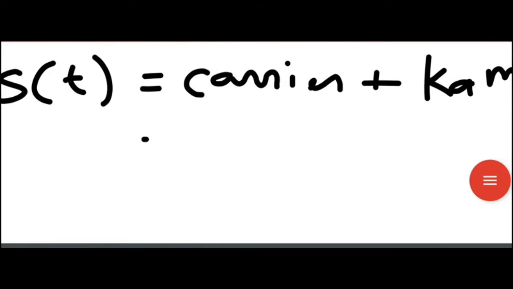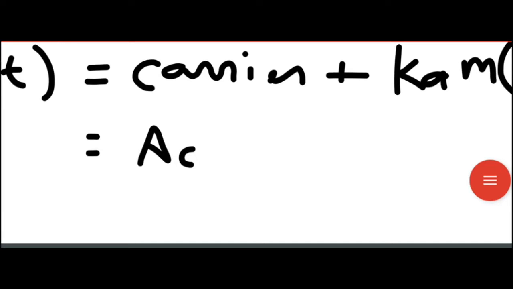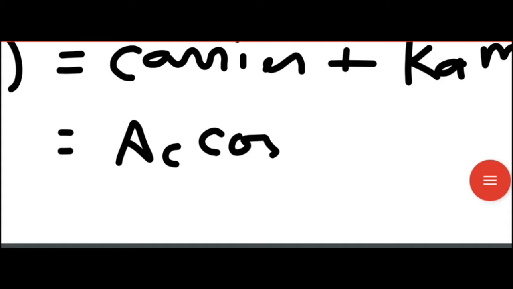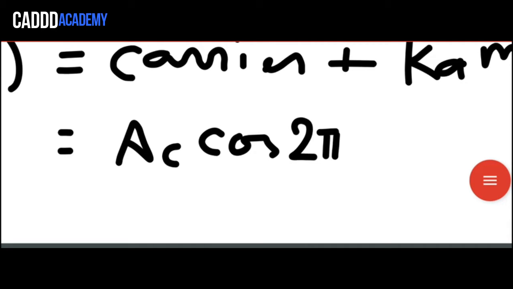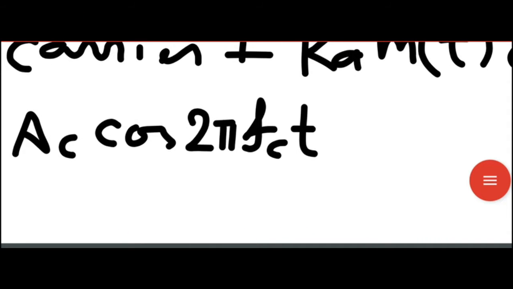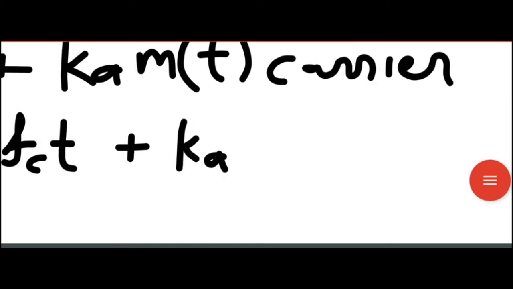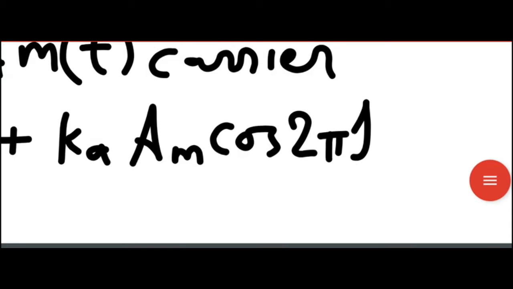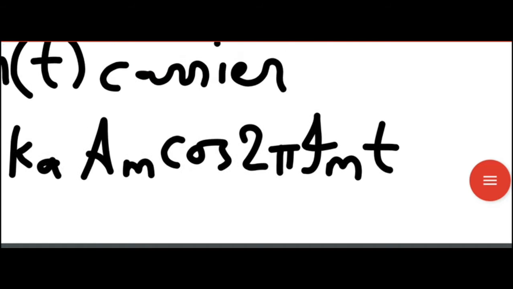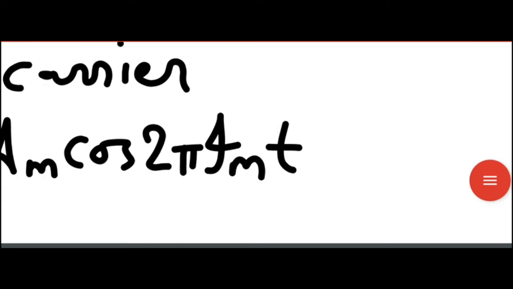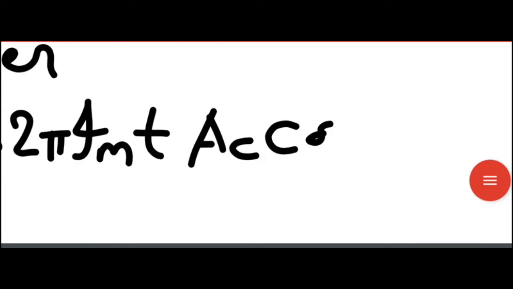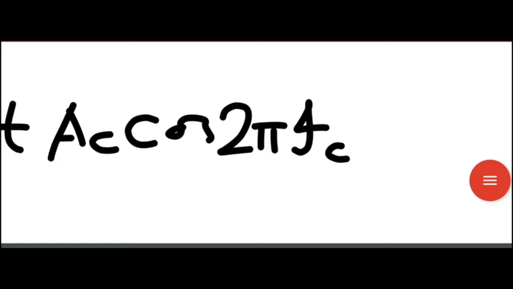Now we will write it like we have carrier as AC. AC is the amplitude of carrier signal, and carrier signal is a sinusoidal signal. We will represent that by cos 2 pi fc t. Now fc is the carrier frequency. Now writing the KA, and what is the message signal here? Am cos 2 pi fm t, where Am is the amplitude of message signal and fm is the frequency of message signal. Now this carrier will be AC cos 2 pi fc t.